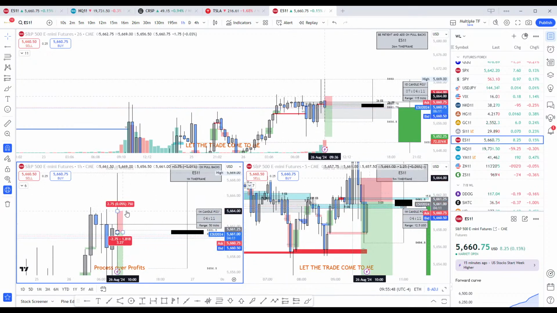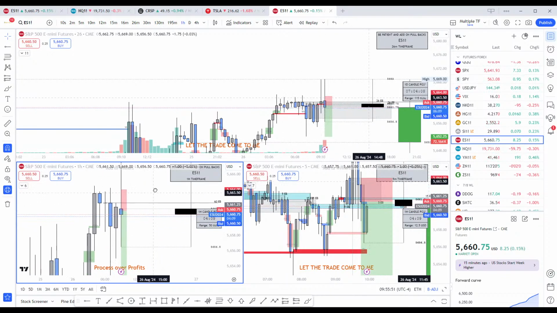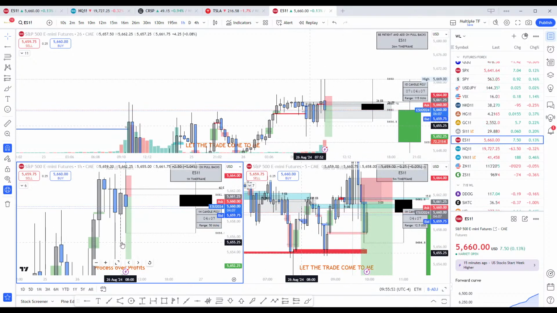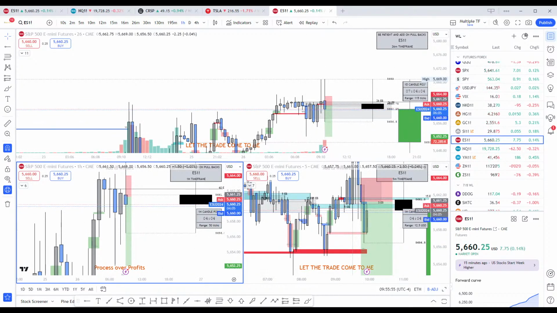Hourly, we got a clear as day liquidity sweep. We just need to go take out one of these other lows for confirmation here. Starting a short at what is this? 66.25.